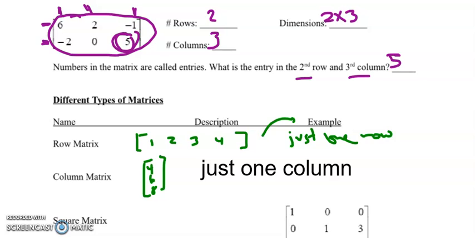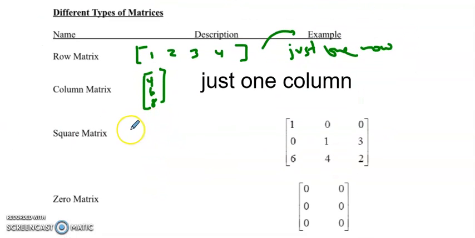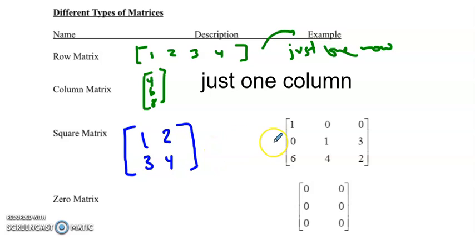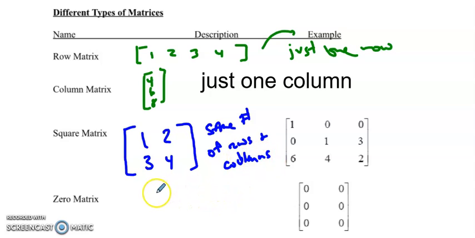Okay, so a square matrix is going to be a matrix with the same number of rows as columns. And so this would be a 2 by 2 square matrix. Here's another example of a 3 by 3 square matrix. So same number of rows and columns. And I misspelled that, but you'll forgive me. A zero matrix is one where every entry is 0.